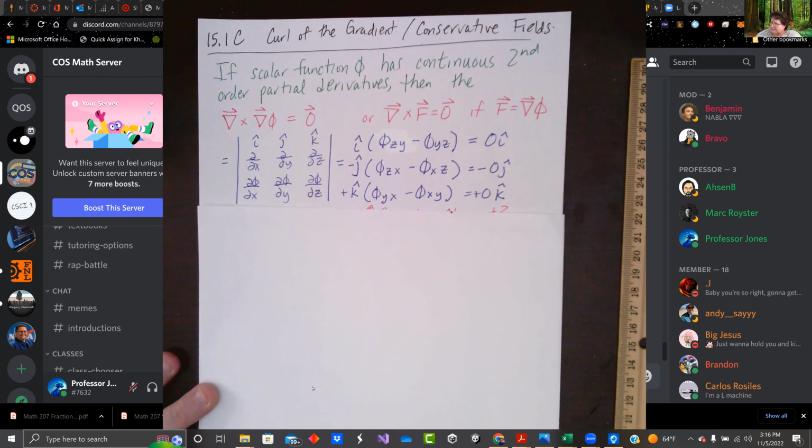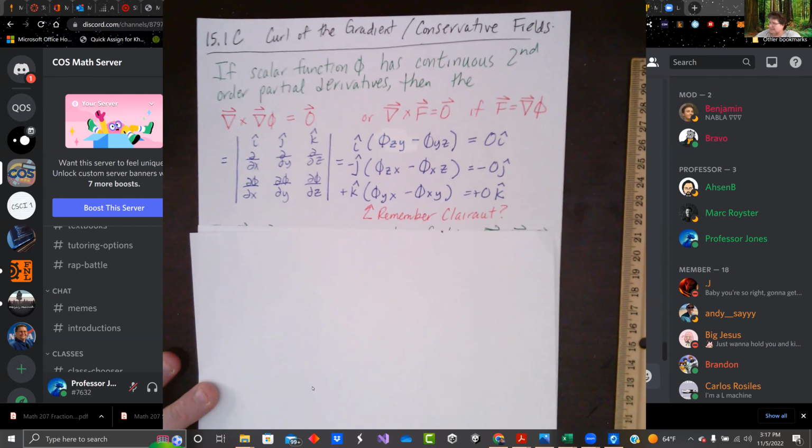I'm being lazy and saying partial derivatives there, but each of those balances out to 0. So we've got a 0 vector field. And that, remember Clairaut, we talked about that, when the second-order partial derivatives are the same.